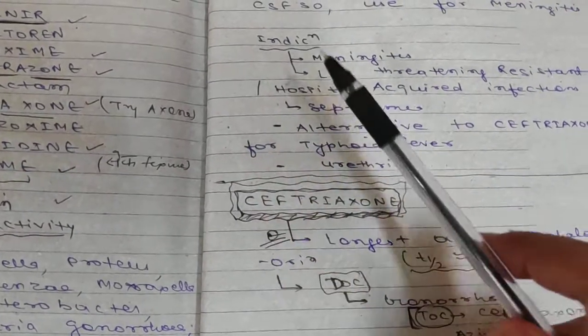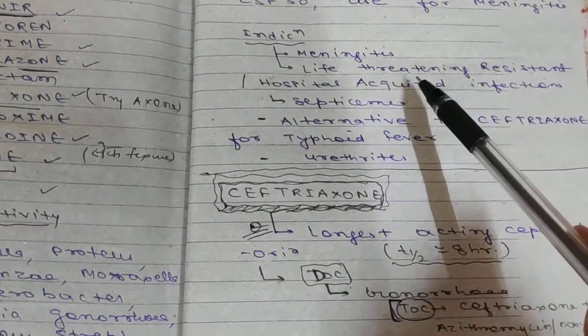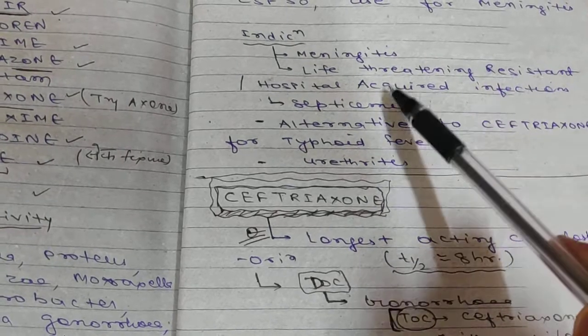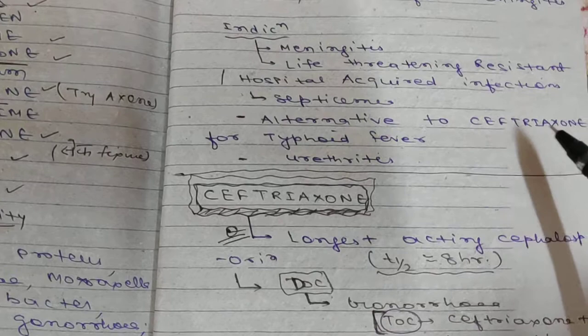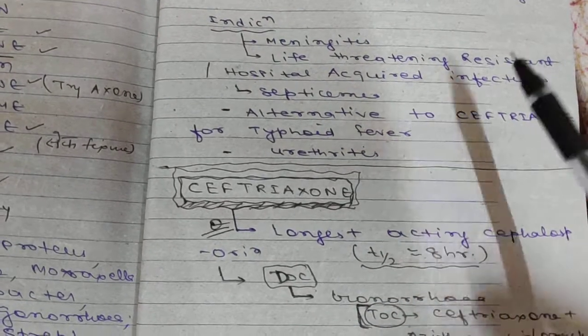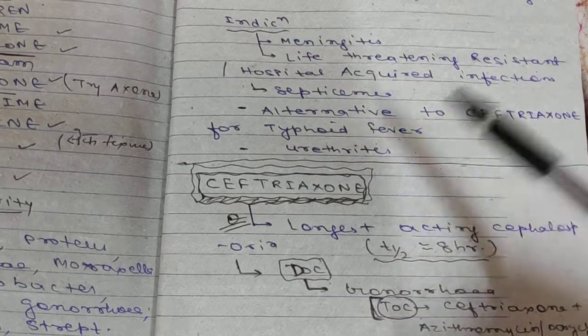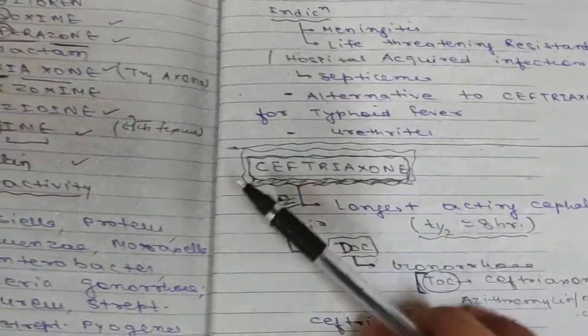What are the indications for cefotaxime? Meningitis, then life-threatening resistant hospital acquired infection, then septicemia, and it is an alternative to ceftriaxone for typhoid fever, and it can also be used for urethritis. So these are the uses of cefotaxime.